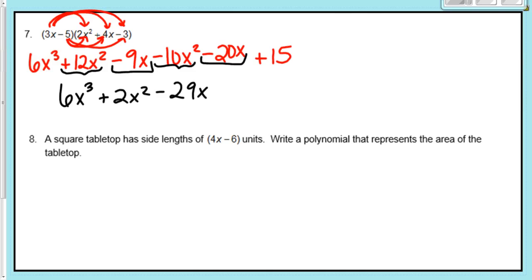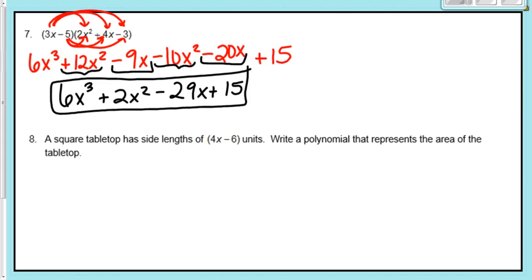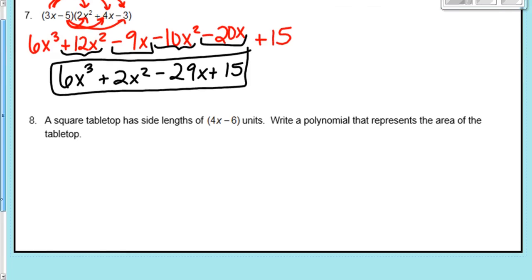And then I just have this little 15 all by itself. That would be our final answer for that one. I don't have anybody here checking to make sure I'm not making mistakes, so hopefully I'm not.